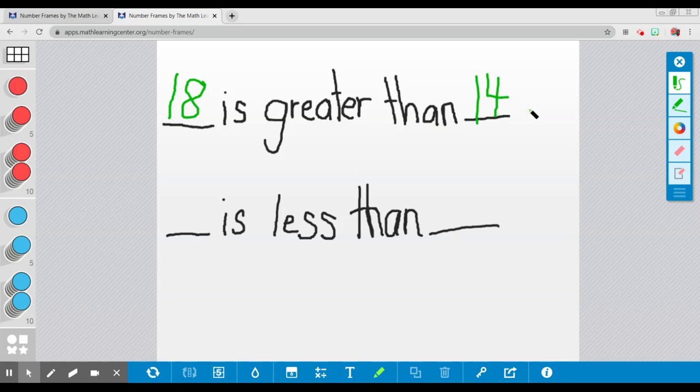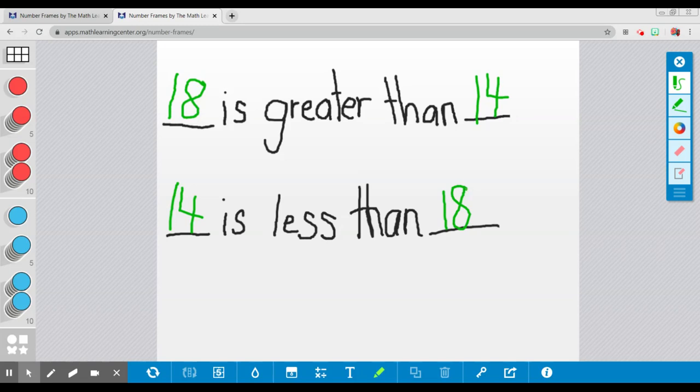Very good. Good job, boys and girls. Okay, now let's look at the next one. Blank is less than blank. Well, if we know 18 is greater, then 14 has to be less. So we put 14 here. 14 is less than 18. Very good, boys and girls.